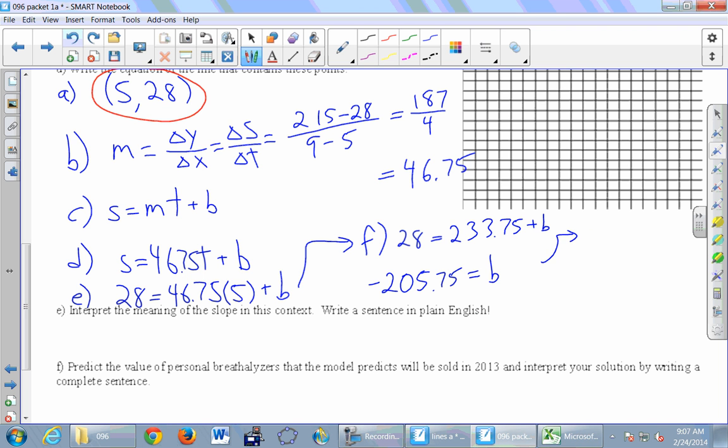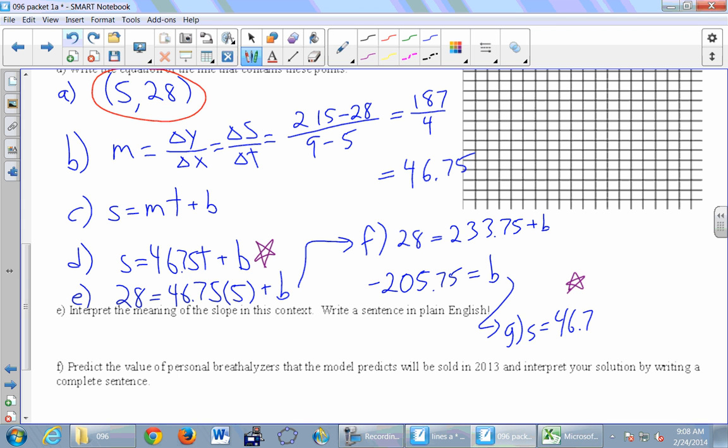Okay, and then our last step. Oh, I forgot to put the star someplace. I think we were supposed to star this equation here, so I'll put a star over on this one as well. We're just going back to the starred equation and making one small change. Which letter is getting substituted out? The B that we just found. So we copy everything else from that equation. S equals 46.75 T minus, and then the B we just came up with was this 205.75.